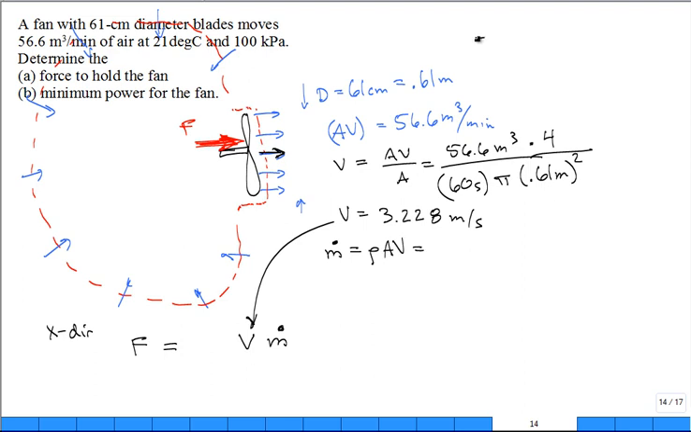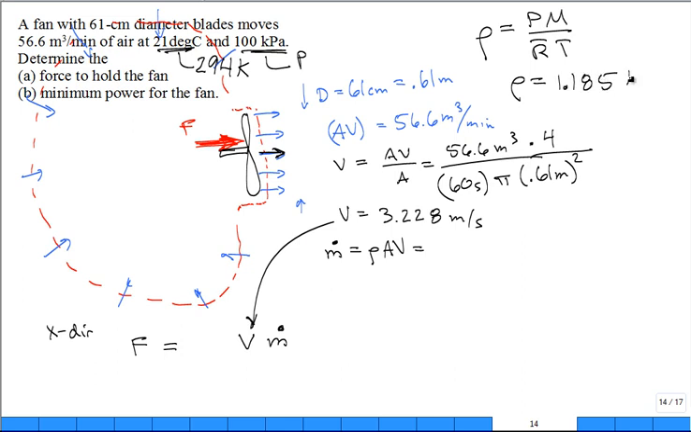Rho Q. So what is rho? It's going to be the pressure times molar mass of air, divided by the ideal gas constant times absolute temperature. They gave us 100 kilopascal, that's our absolute pressure. 21 degrees C, we have to add 273 to get 294 Kelvin. And so you calculate the mass density of air to be about 1.185 kilograms per cubic meter.